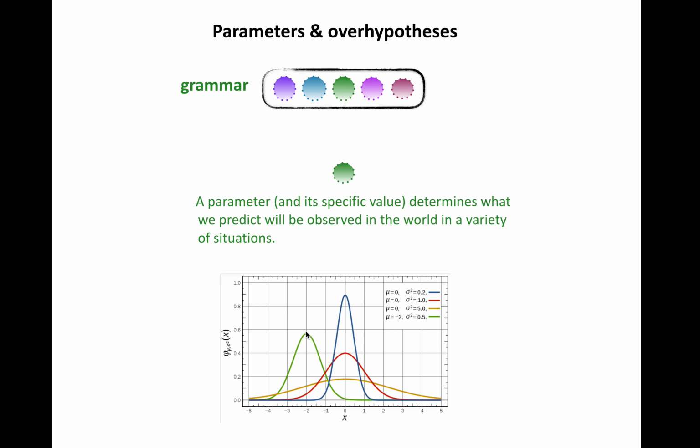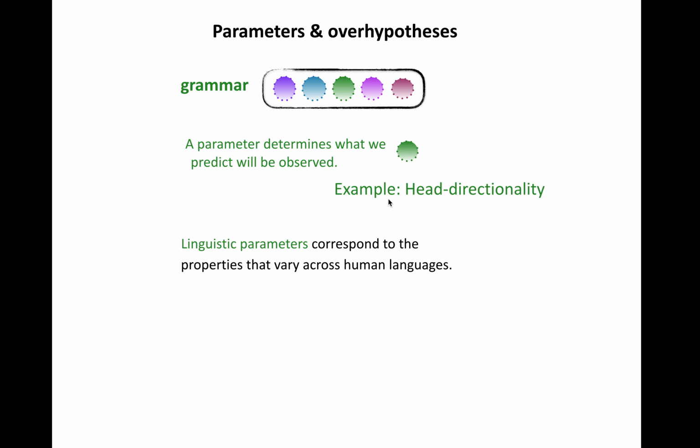So this green curve doesn't just tell us that we expect this person to be, say, 2 minutes early to class, but we in fact don't expect them to be 5 minutes late or even 2 minutes late or really even on time, right? We have certain expectations because of the value of that parameter. So an example linguistic parameter would be something like head directionality, which determines what order we expect the head of the phrase to be with respect to all the rest of the stuff in the phrase. And linguistic parameters like this are supposed to correspond to properties that do vary across human languages.